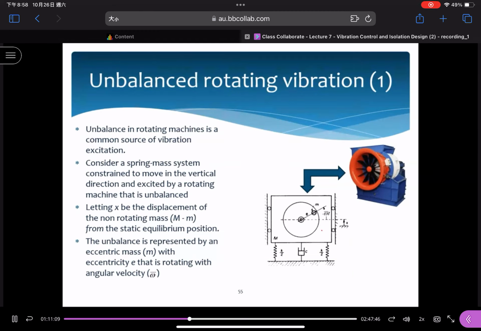Now let's take a look at some practical cases. The first one is the unbalanced rotating vibrations. What does it mean? Normally, if you consider that this is a rotating fan or motor system, why could it create the structure-borne noise effect? We may simplify the scenario like this. We have the mass system. This is the total mass supported by the structure, and there is a rotating part.